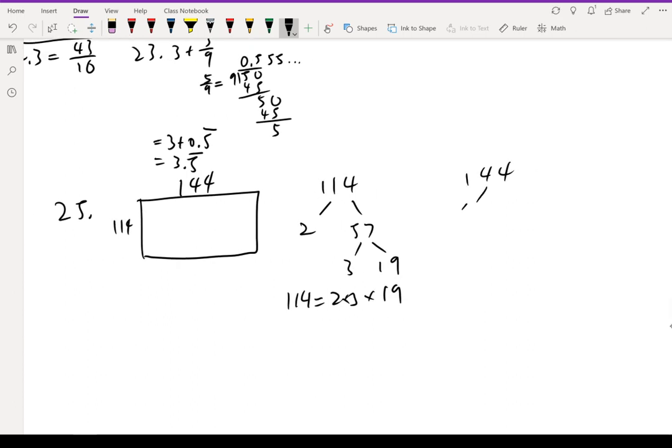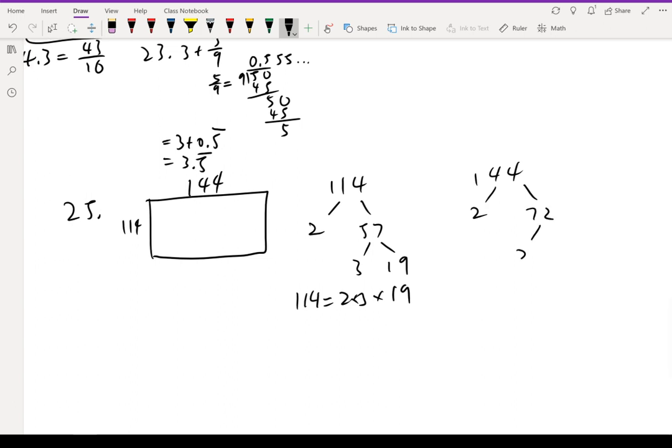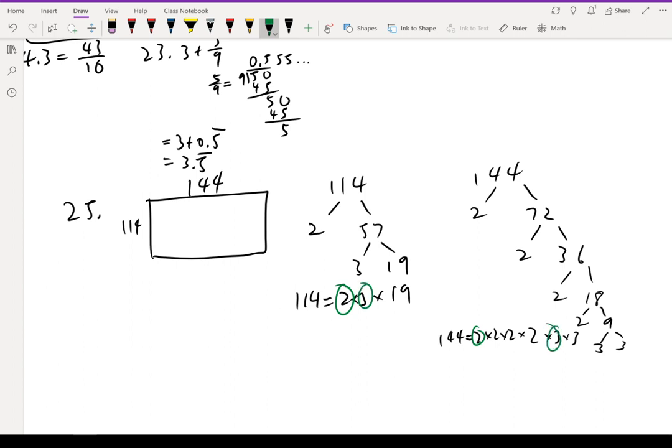And then 144 divided by 2 is 72. And then 72 is 2 times 36. And then 36 is 2 times 18. 18 is 2 times 9. 9 is 3 times 3. So 144 is equal to 2 times 2 times 2 times 2 times 3 times 3. But we're only interested in the ones that are common. So there's one 2 and there's one 3. So that's the GCF. We don't need to worry about 19 and we don't need to worry about the other 2's and 3's. And so the GCF is equal to 2 times 3, which is 6.